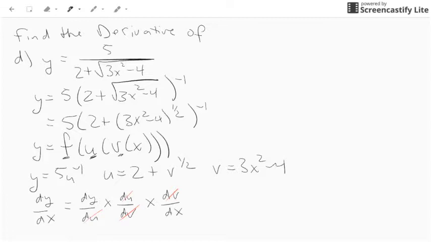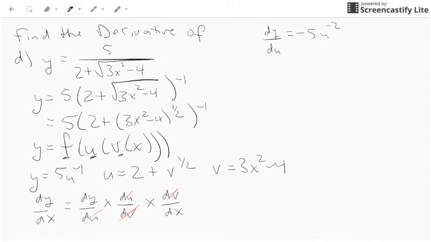Okay, so now let's figure out what these pieces are. So dy by du is going to equal, now remember, y was 5u to the negative 1, so it's going to be negative 5u to the negative 2.